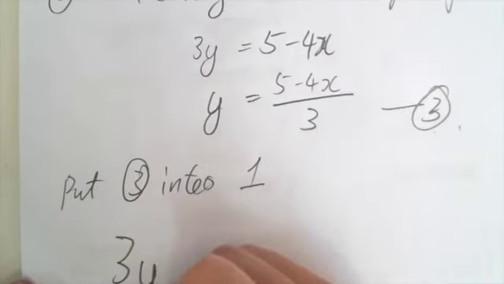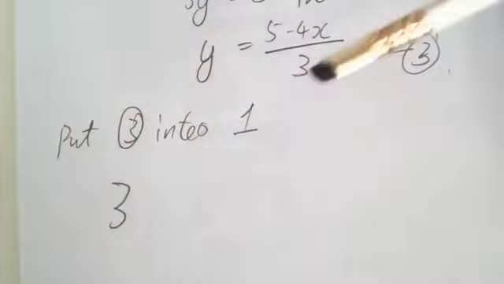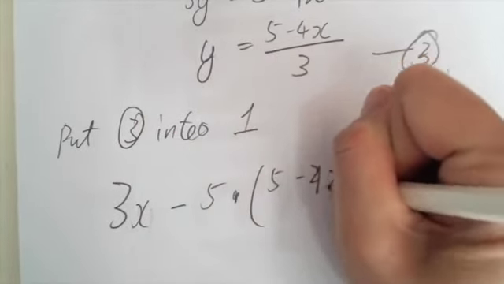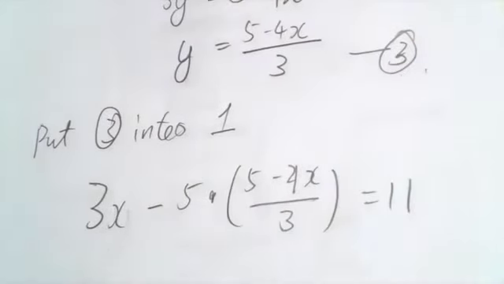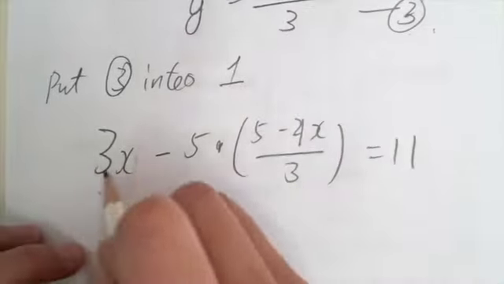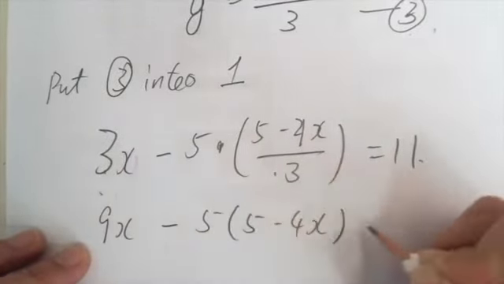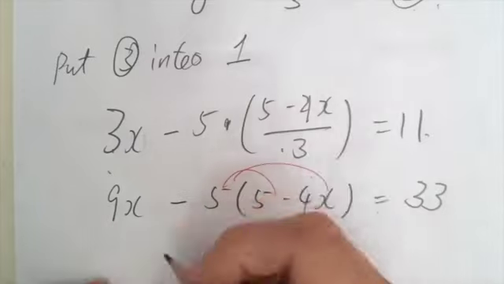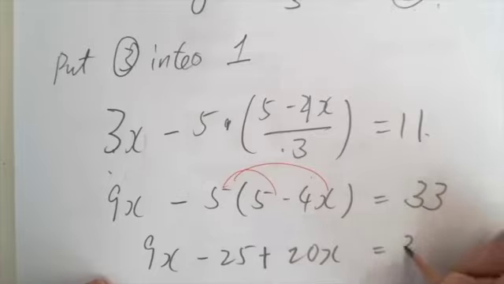So we have 3x minus 5 times 5 minus 4x divided by 3 equals to 11. Right, that's annoying, I know it. So we're going to multiply the whole equation, every single term by 3. 9x minus 5 times 5 minus 4x equals to 33. And then we rainbow it. 9x minus 25 plus 20x equals to 33.